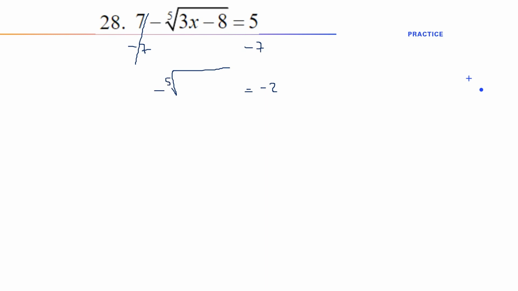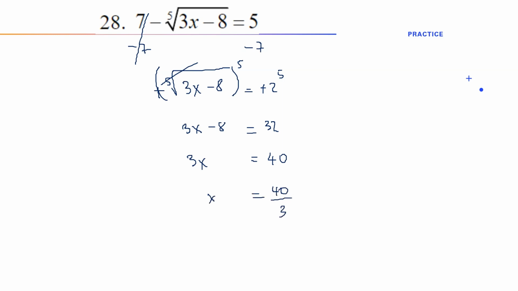Root 5. 3x minus 8. The negative, I can multiply both sides by negative 1 to make it positive, and then make the exponent to the 5th. So that cancels. 3x minus 8 equals 32. 3x equals 32 plus 8, 40. X equals 40 divided by 3.